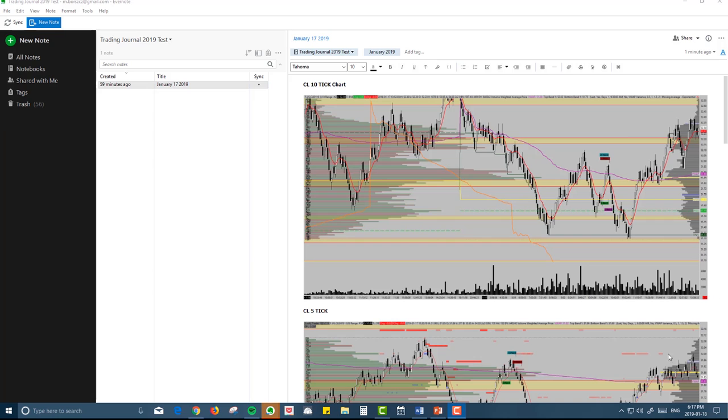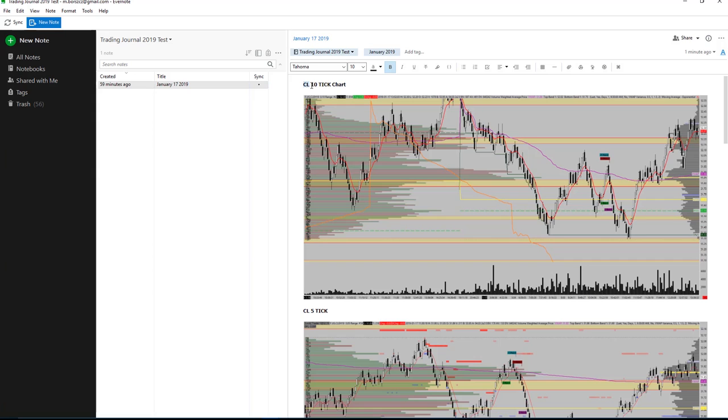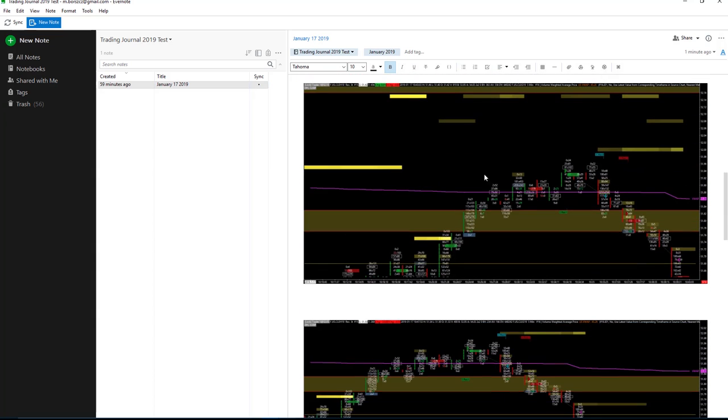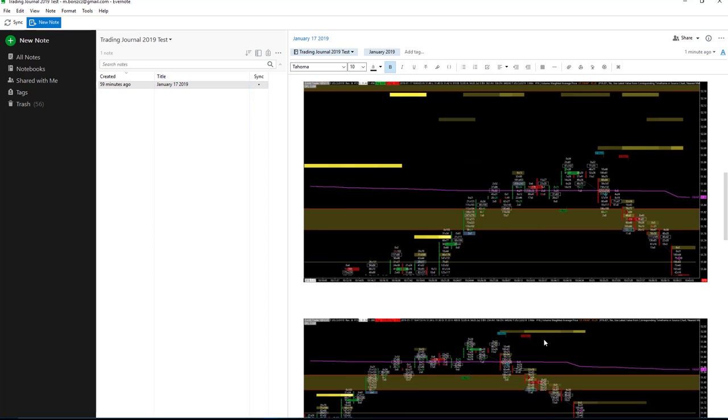And what you see that I've done is pasted the screenshots of the trades I took on the 17th into the note. I've identified them here by the chart individually and the asset that I traded. So CL stands for the crude light futures. I've got the 10-tick chart, the 5-tick chart, and the footprint charts. I got 2 here, one for the long position I took and one for the short position I took.